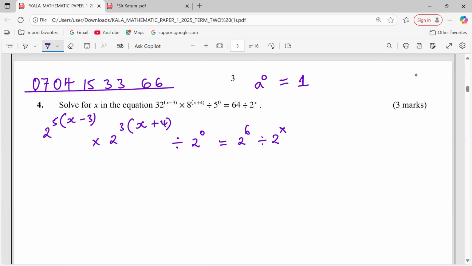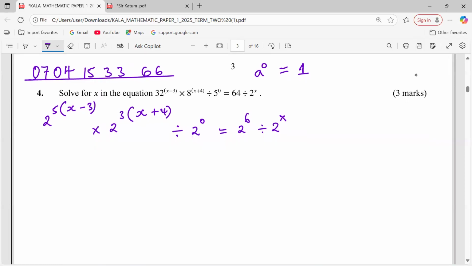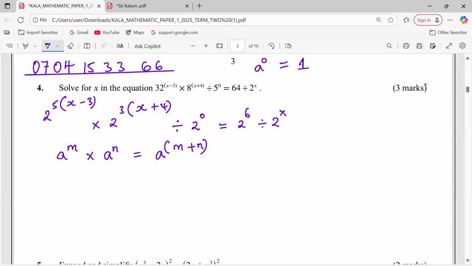That's very high intelligence. I've applied a simple rule there. Now, let's proceed. We all know that if the base is the same, a power m multiplied by a power n, this is solved by taking the common base a and adding the powers. And when it is division, we subtract the powers.